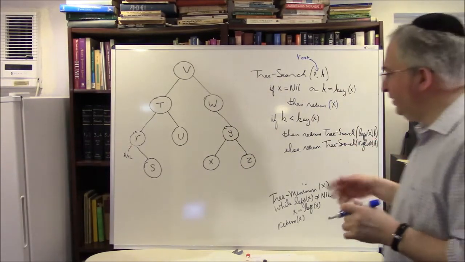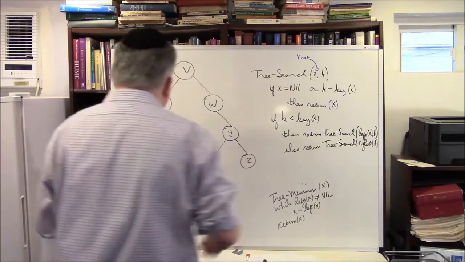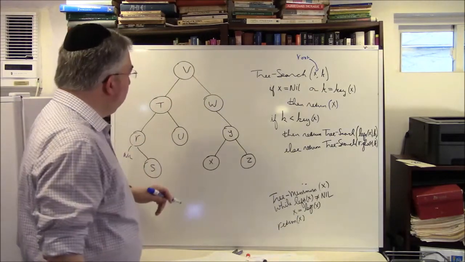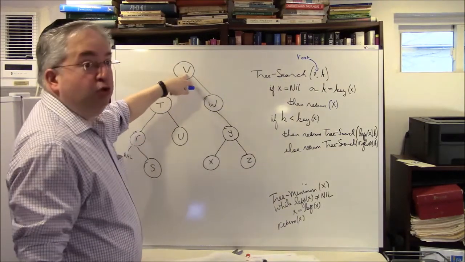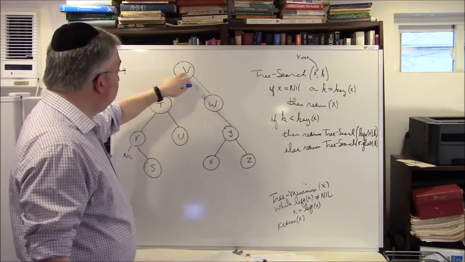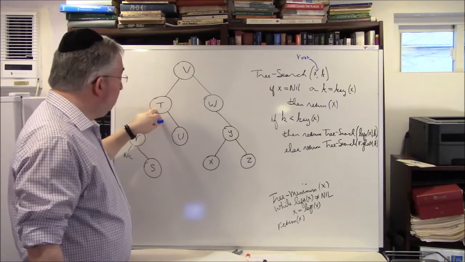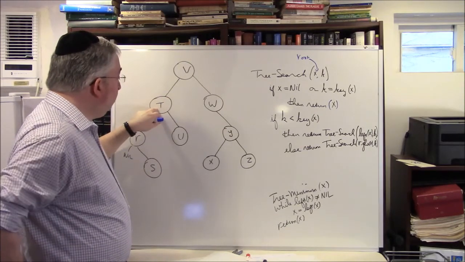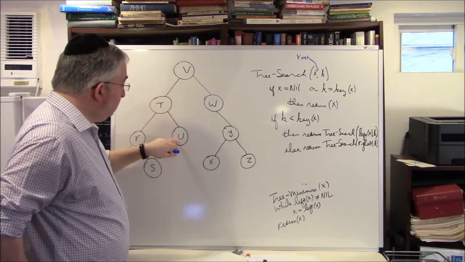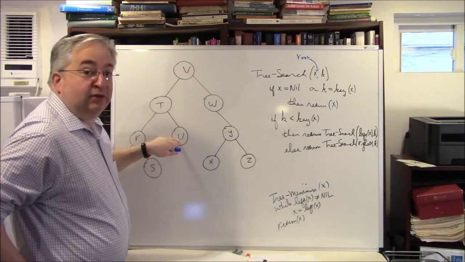Okay. Oh, I'm sorry. Let's do a typical example. Let's say you're looking for U. Okay. So you go here. U is less than V. So U is not here. So you go here. Okay. Now you're looking for U. U is more than T. So you go here. Now you found it. Okay.